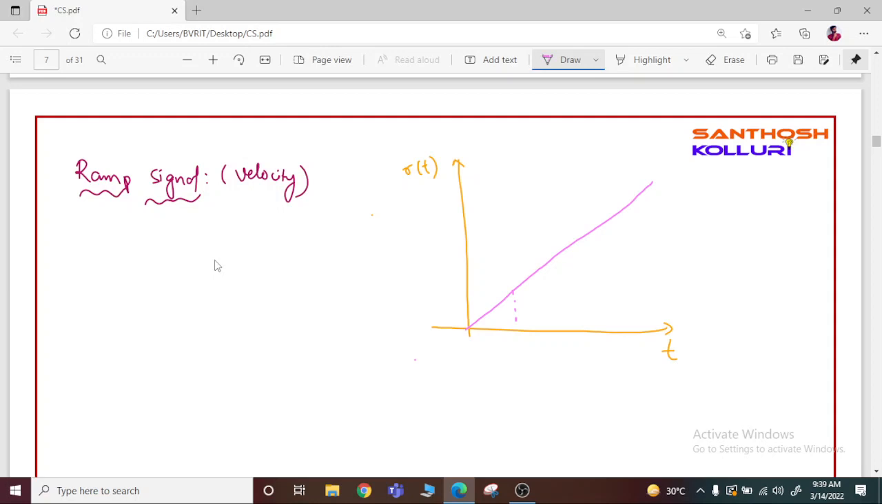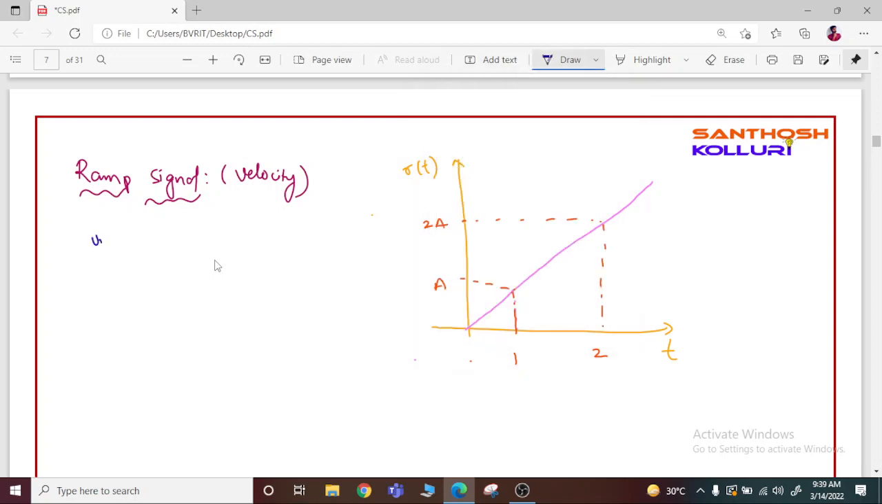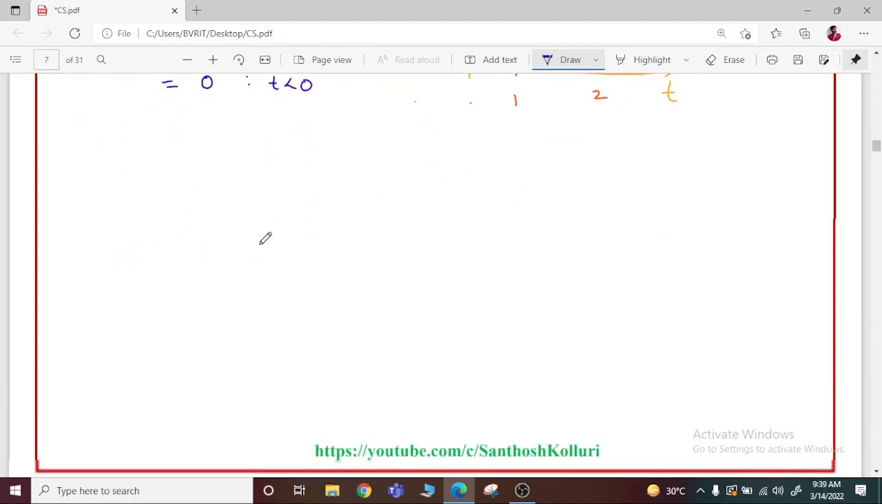this is 1 and here it is a, and this is 2, this is 2a. So here r of t for a unit ramp signal, the expression can be given as r of t is equal to at for all t greater than or equal to 0, and this is equal to 0 for all t less than 0. This is ramp signal or a velocity signal.